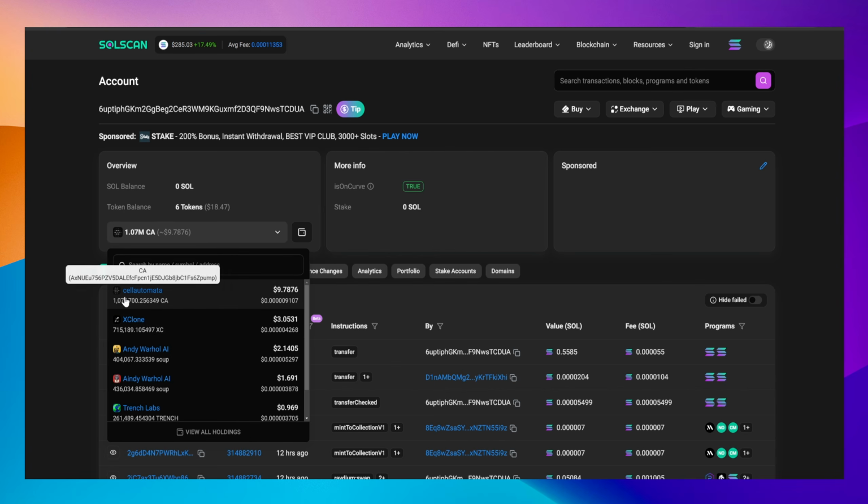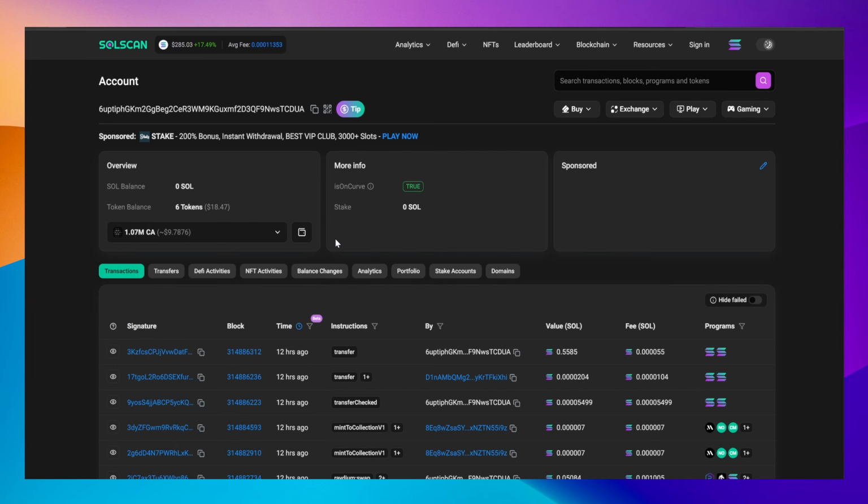And below the name, we're going to have the amount, and on the right side, we're going to have the USD value. If the address is on curve, which means that if it has a private key, this is out of the scope of this video, so we're not going to go into much depth, but keep in mind that most of the wallets are going to show true. Stake, if this wallet is staking any Solana, most of them are not going to be. And later on, we have these under tabs that we're going to tackle one by one.